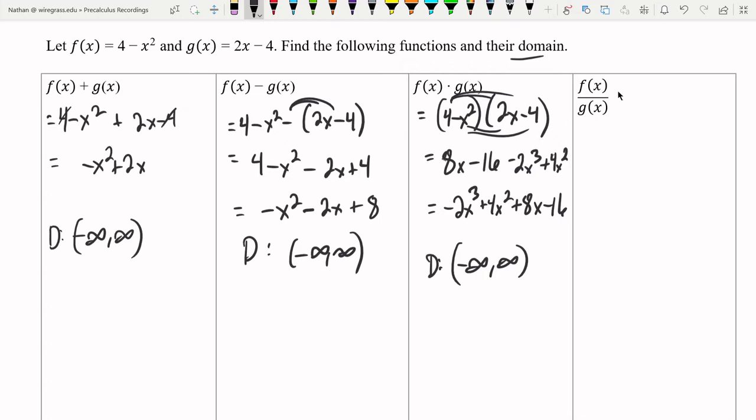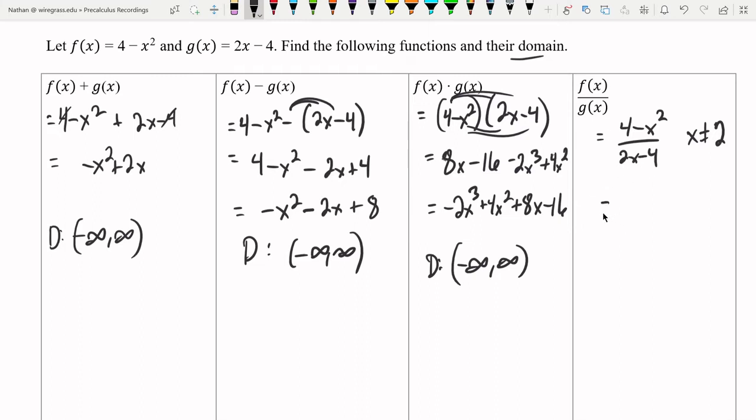Finally, we have division. F of x is, let's see, 4 minus x squared. G of x is 2x minus 4. At this point, you notice we have an issue potentially when we divide by 0. And that happens at positive 2, right? 2 times 2 is 4, minus 4 is 0. So x cannot equal positive 2.